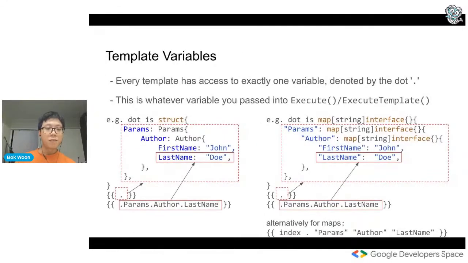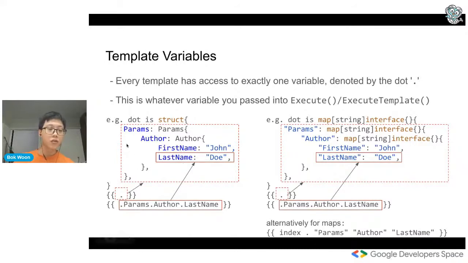Before we can talk about those, we must first talk about template variables. Every template has access to exactly one variable denoted by the dot. This is whatever variable you pass to Execute or ExecuteTemplate. Let's say your dot variable is a struct that looks something like this: Params, Author, FirstName, John Doe.